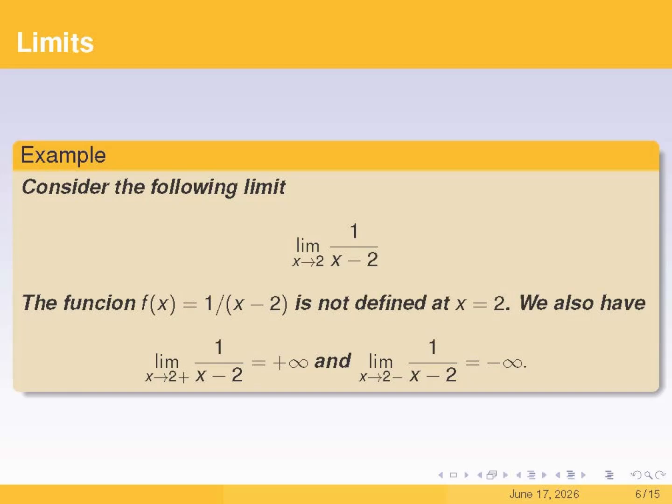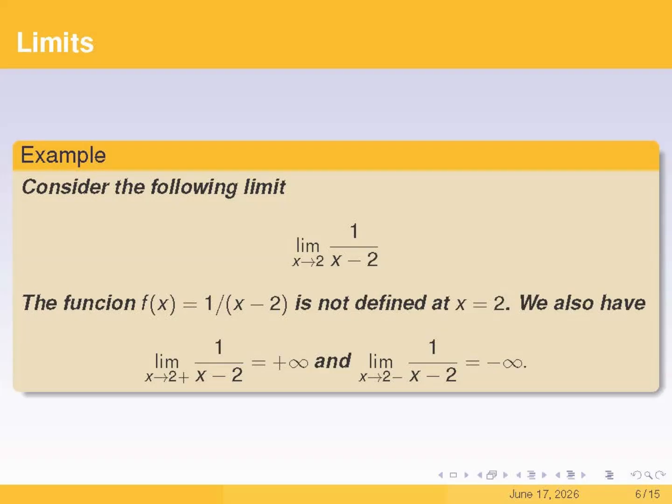First, when looking at the left-hand limit, that is, as x approaches 2 minus, we must consider x staying always less than 2 as it gradually moves closer and approaches 2. Since x is always less than 2, x minus 2 will be negative, which means the limit will be negative infinity.